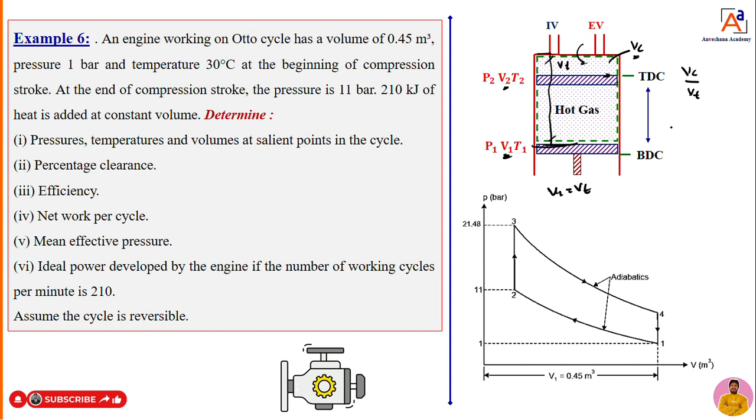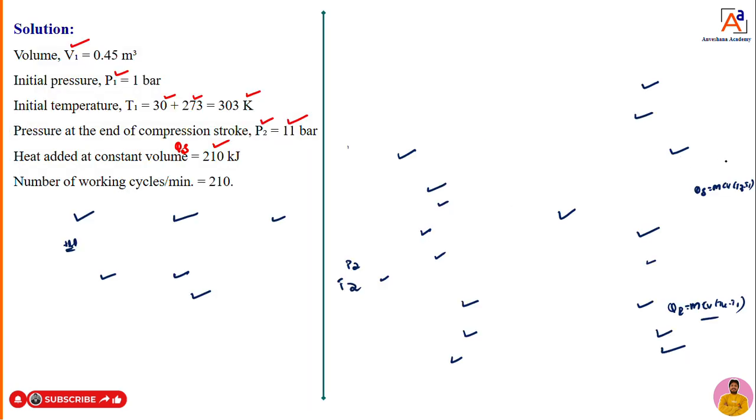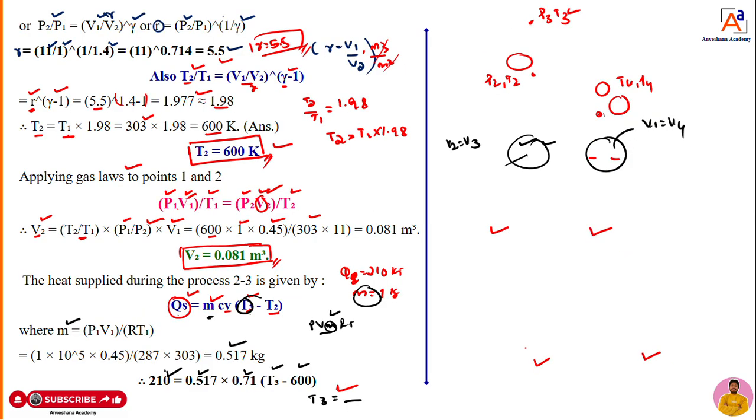So if I want to calculate the percentage of clearance, what is it? It's the ratio of clearance volume to the total volume. So therefore what can I write now? VC divided by V1 also I can write it now. The same formula I have written it here now.